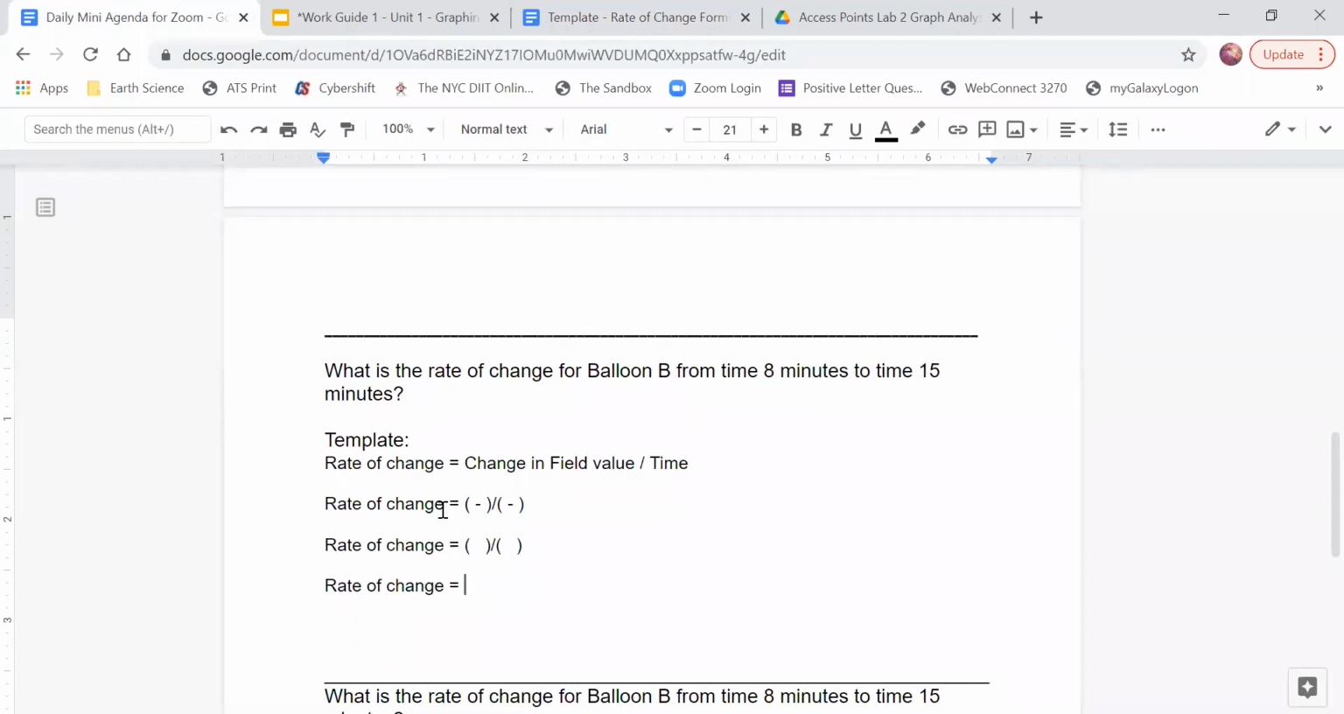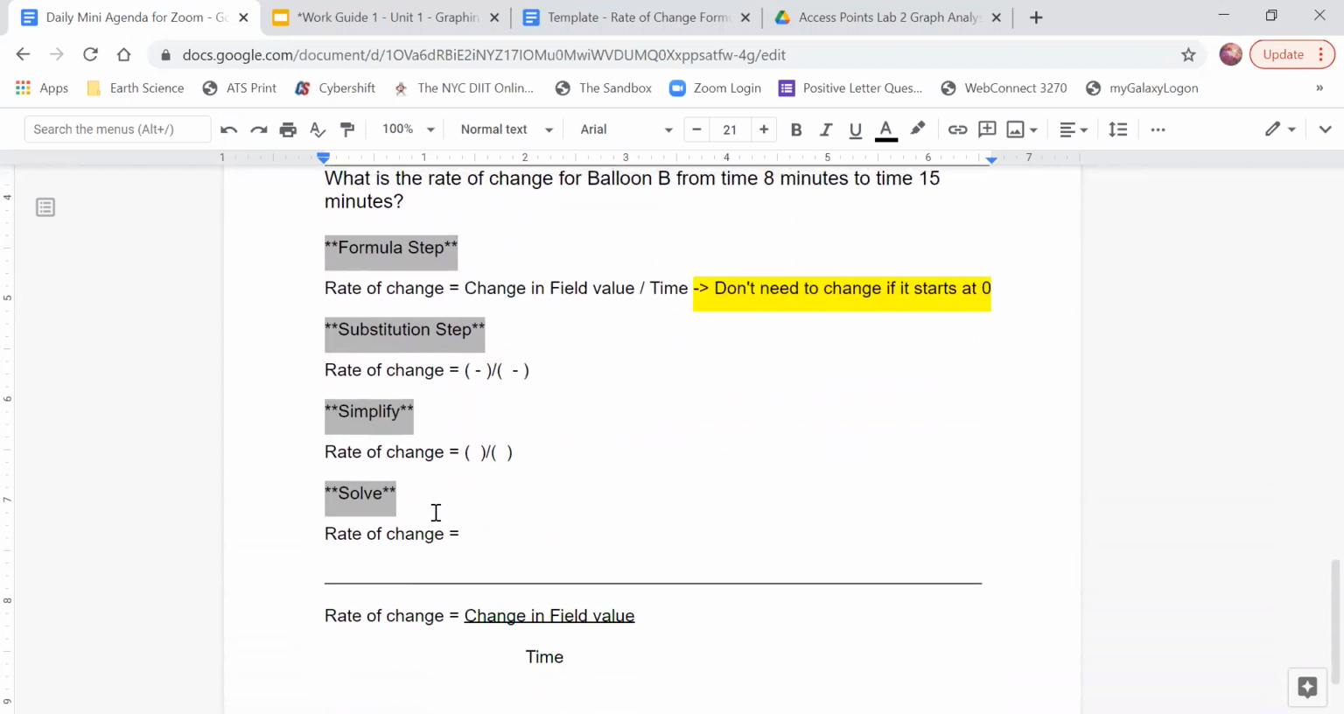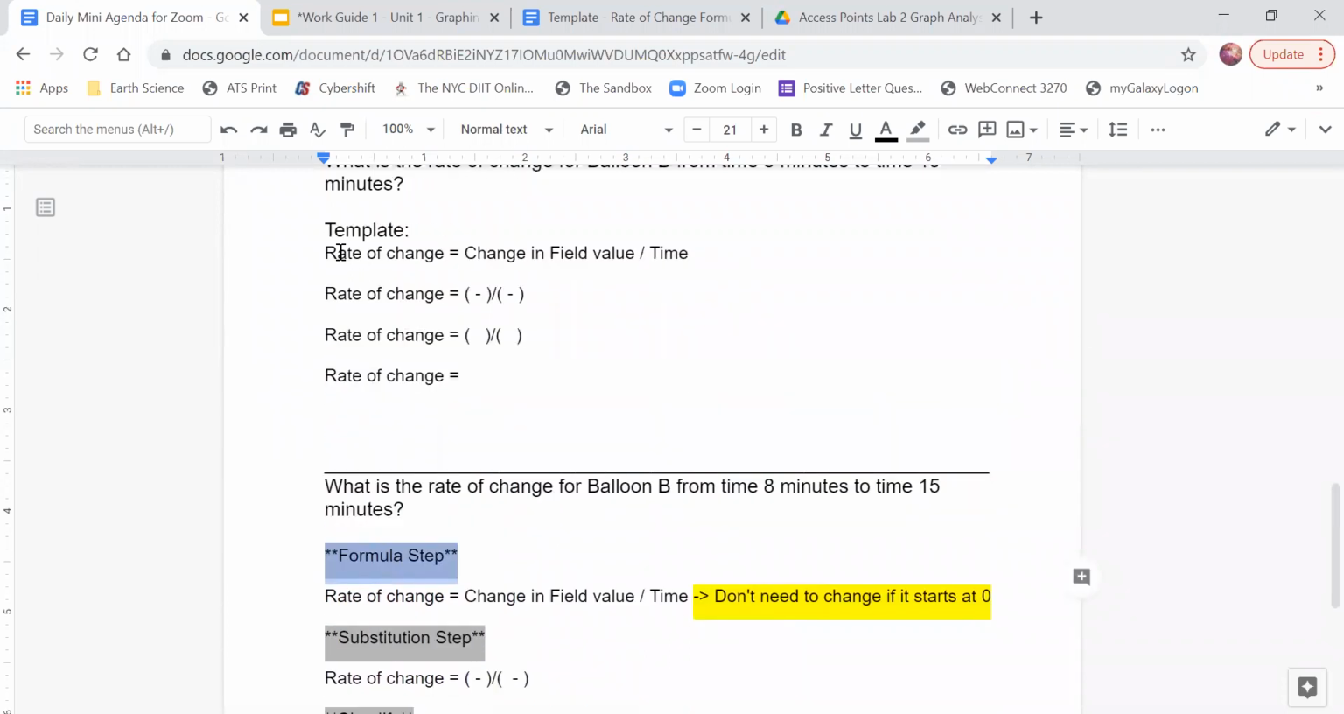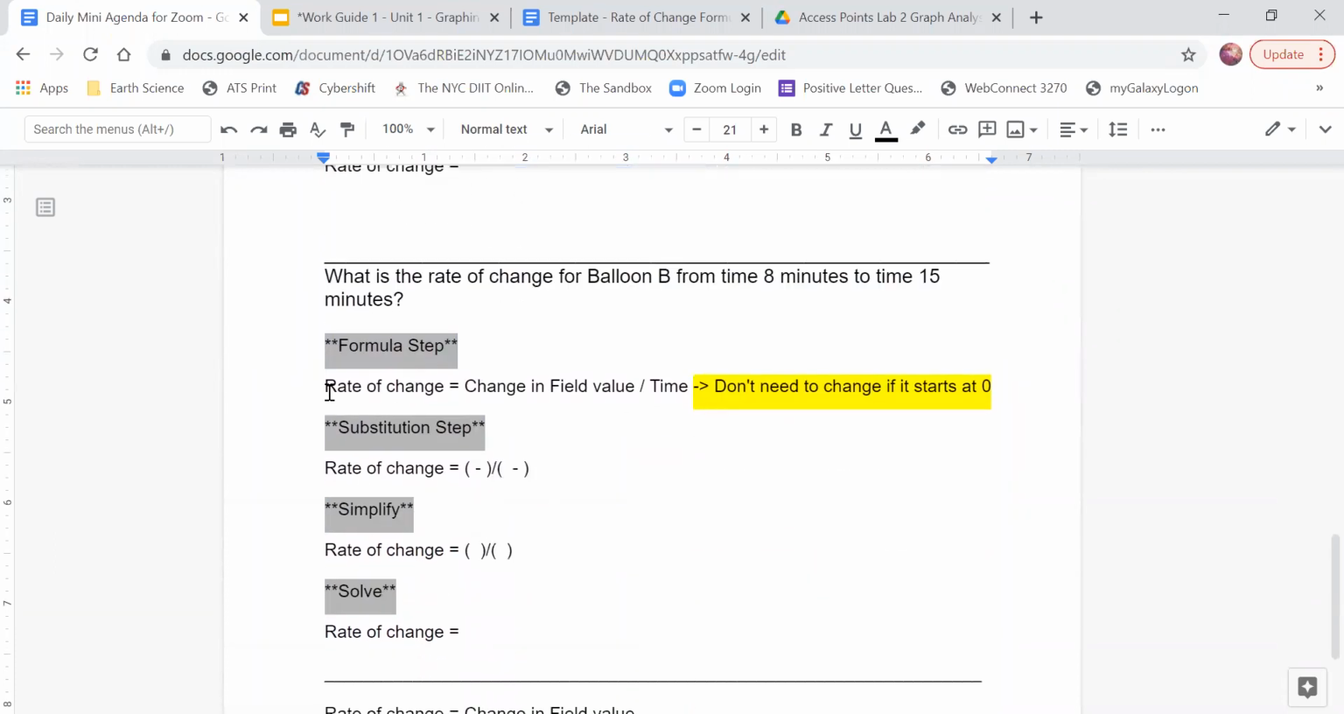For this mini lesson though, I want to show it step by step. So I'm going to scroll down here and show you, here's the question again. What is the rate of change for balloon B from time 8 minutes to time 15 minutes? So the first step that we have to do, which is easy to do because it's already copied and pasted from the template, is the formula. So we have our rate of change equals change in field value divided by change in time.